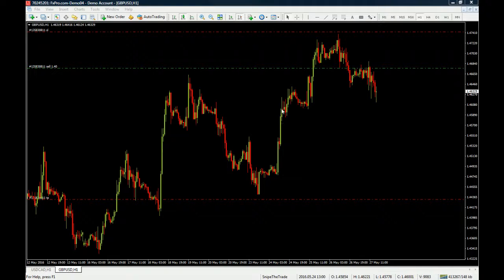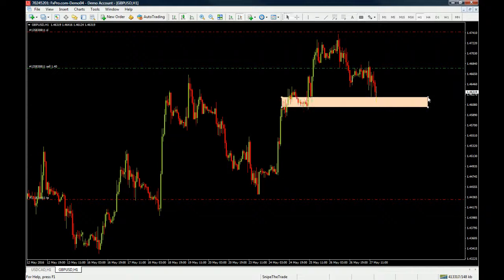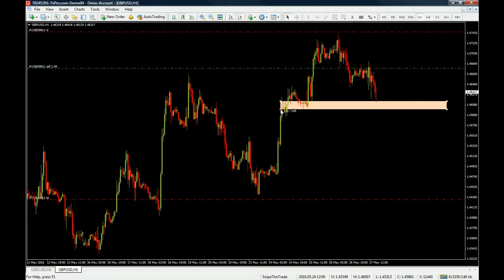actual volume in this, but we are going to look at the areas where price tried to break through or tested after a break where volume did happen. So we are going to look at this zone right here. This is the first area that we need to look at on the GBP USD.